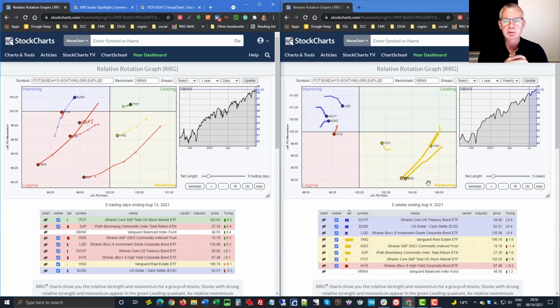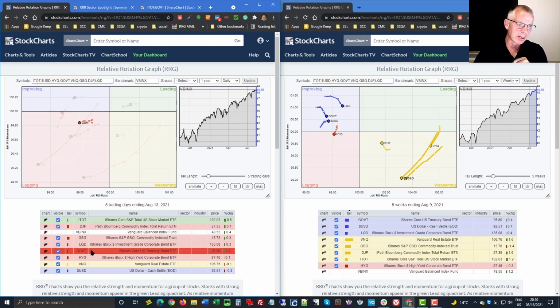If you look at ITOT, that's actually a short tail. The good thing is that it is picking up on relative momentum, but it's still losing relative strength, going still lower on the JDK RS-Ratio scale. So it's a bit in limbo. Same for government bonds. They're picking up in relative strength, but they're losing relative momentum. If you look at the daily, then there obviously is a clear preference for stocks, whereas GOVT is going in the opposite direction.